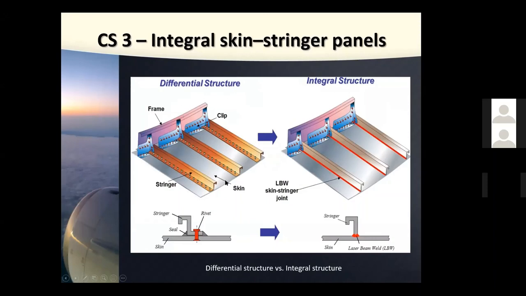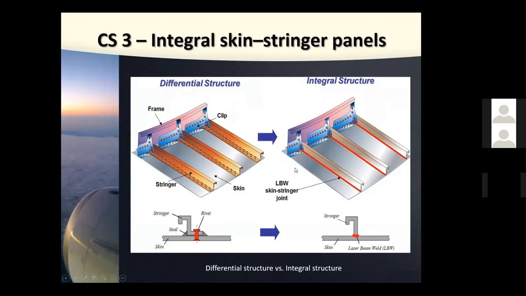You can see there is a skin, then we have stringers, and we use these clips to connect stringers and skin to the frame of the fuselage, and then riveted joints here are used. So Airbus decided to change technology or design and they moved to integral structures in which they use laser beam welding to connect these stringers to panels.